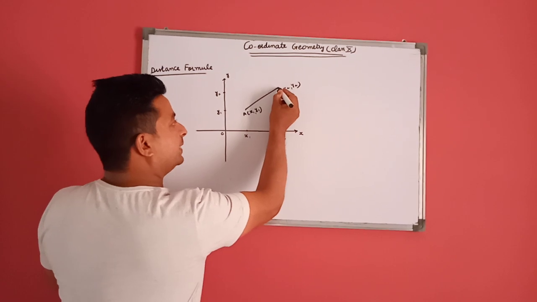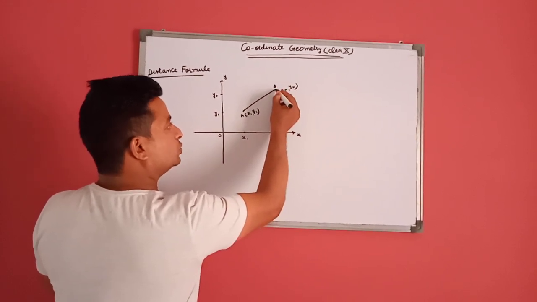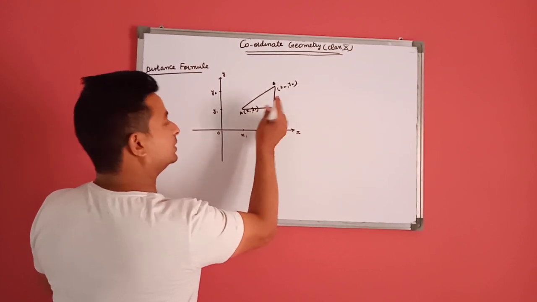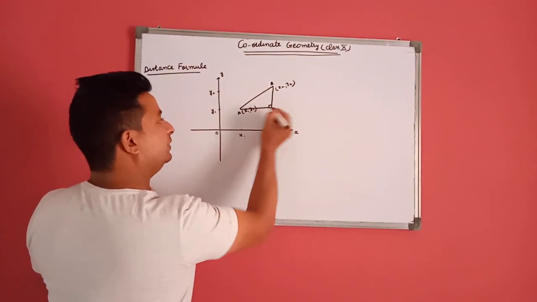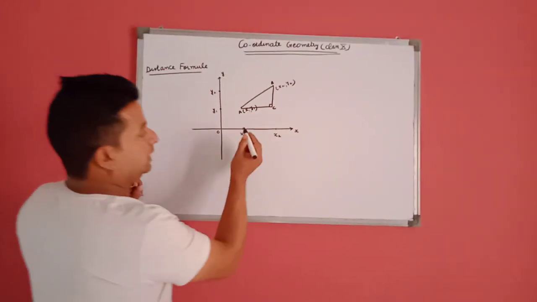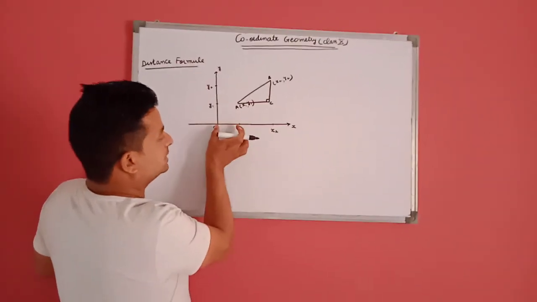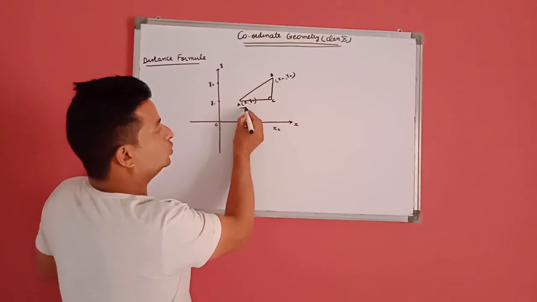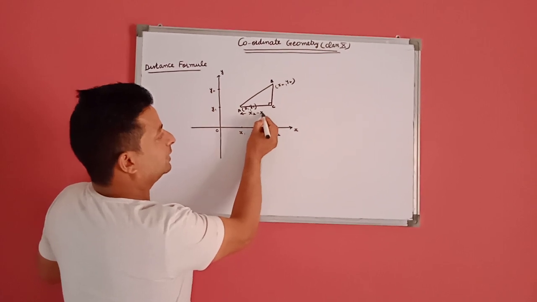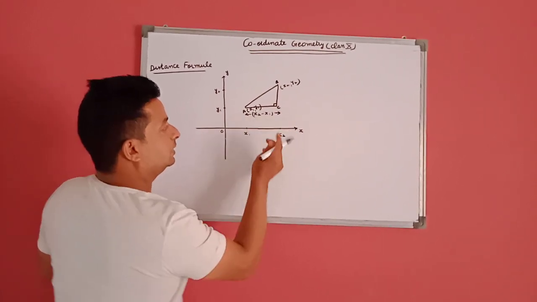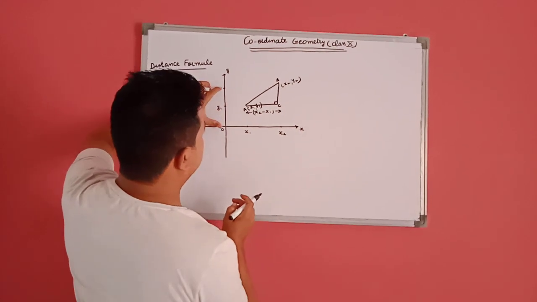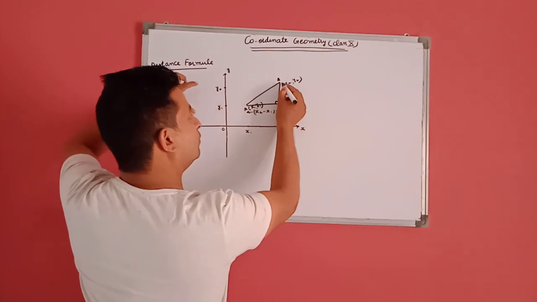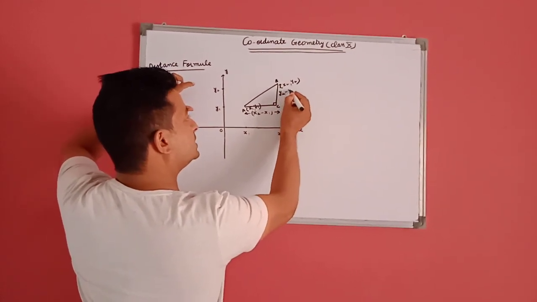First draw perpendiculars on these 2 points. This is a perpendicular, this is also a perpendicular. This means this is a right angle. We take this point as C. As we know, this distance is x2 minus x1, and this distance is y2 minus y1.